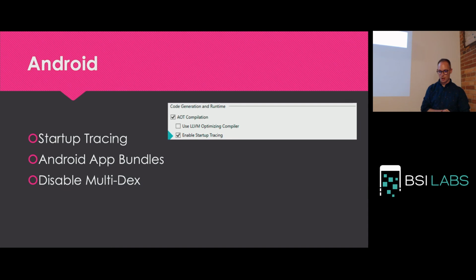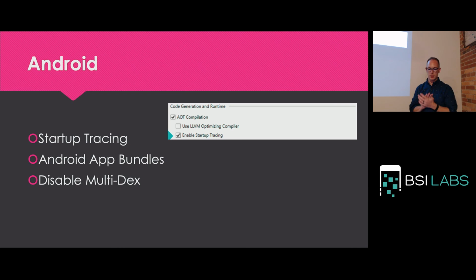Android, of course, needs some special care because the Android startup times are still undergoing improvements. So turn on startup tracing. This is that new feature that was announced just a short time ago. Android app bundle support is going to be a good thing for your app size. Basically it allows the store to slim down your app just for the specific device that's downloading the app from the store. So that's a really nice feature. Keeps your app package nice and tiny.